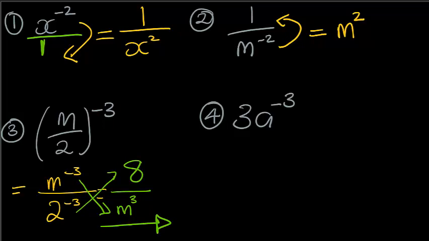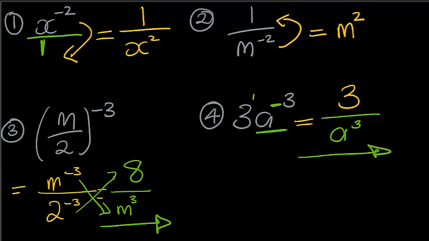Question 4, I've got 3a to the power of minus 3. Now 3 has got a positive exponent and that exponent is 1. So my answer says that 3 stays as a numerator by itself. I've got a with a negative exponent, which means that a needs to go home. So a is going to become a denominator, a to the power of 3, and that's my final answer.